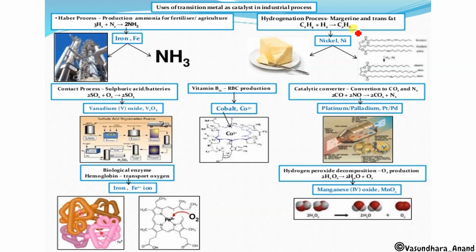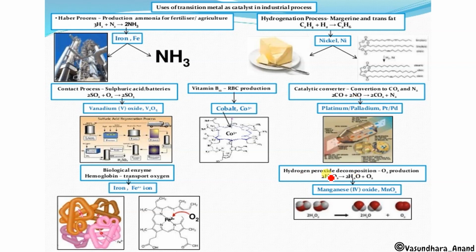This is hydrogenation. We know the conversion of vegetable oil to vegetable ghee uses H2 in the presence of Ni, Pt or Pd. Like this, there is the catalytic converter, conversion of CO and NO to CO2 and N2. When carbon monoxide and nitrogen oxide react, they give carbon dioxide and N2. There platinum or palladium is used as catalyst.